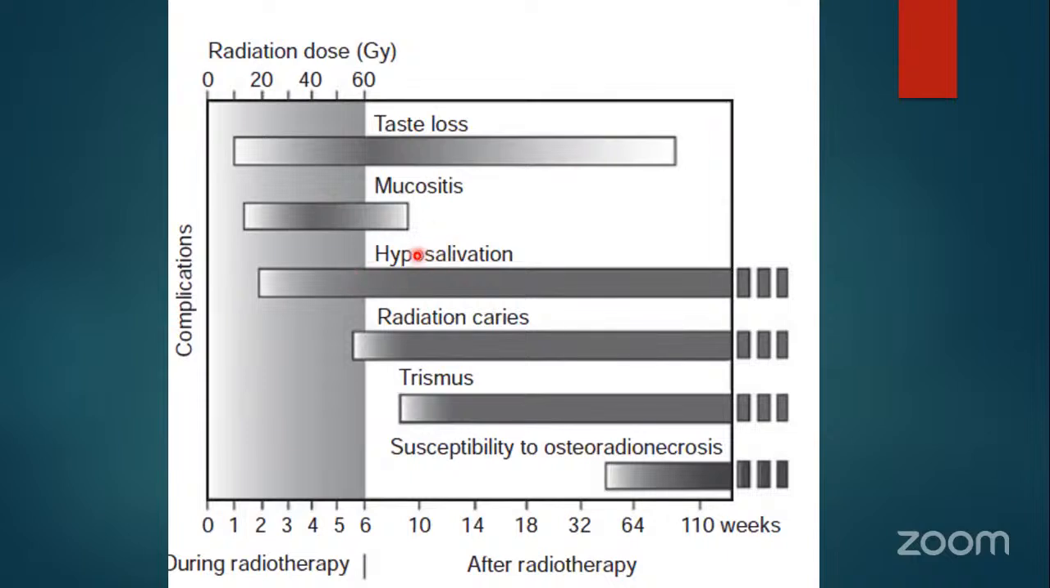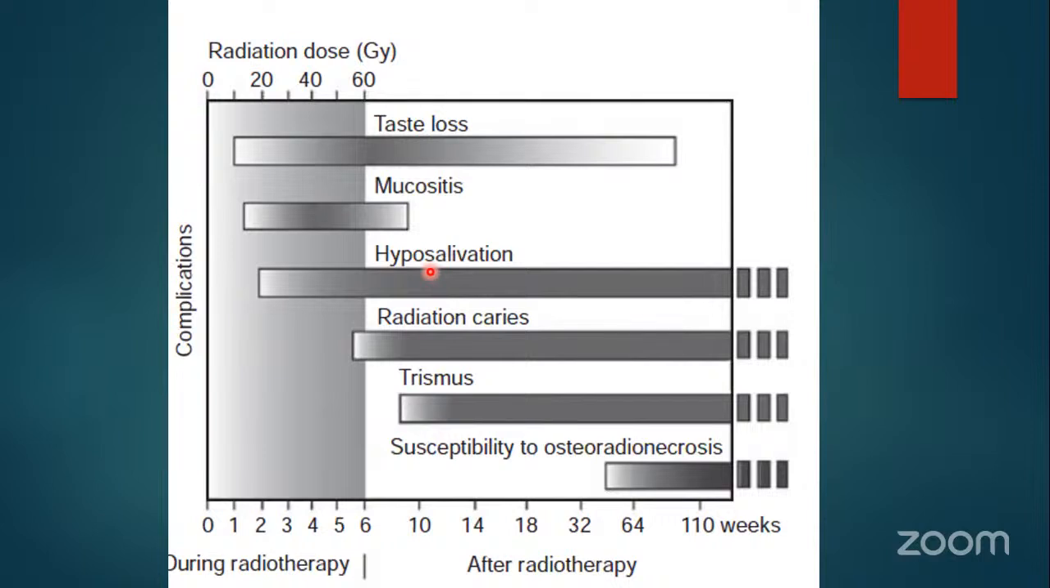The reason you get radiation caries is because of hyposalivation. Because the salivary glands are exposed to high amounts of radiation, the acinar cells start shrinking and release very little salivary secretion. The patient already has mucositis and stomatitis, so there is an increased burning sensation, and because of hyposalivation, saliva production is less.